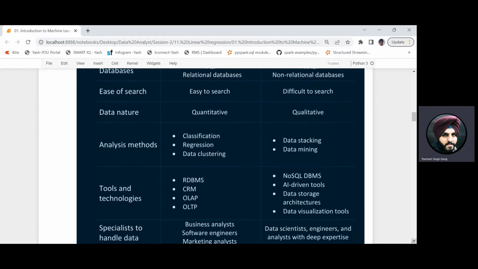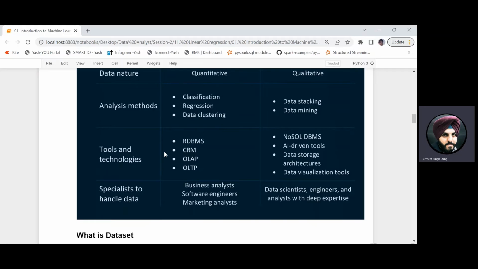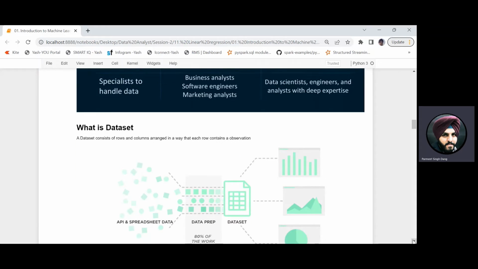Now, who would be handling this type of data? Structured data would be handled by business analysts, software engineers, and marketing analysts, whereas unstructured data could be handled by data scientists, data engineers, and analysts with deep expertise. Now we have a very in-depth understanding of what is data, what are the different types of data, and what is the difference between structured data and unstructured data. Let us now move on and see what is a data set.